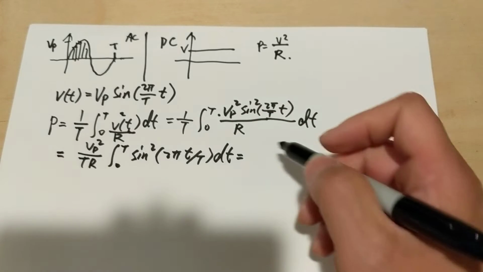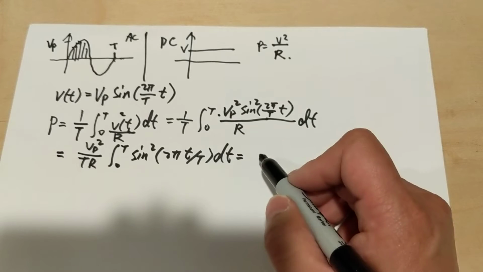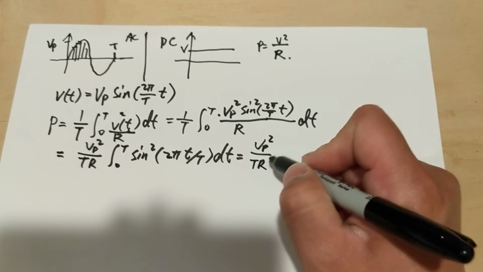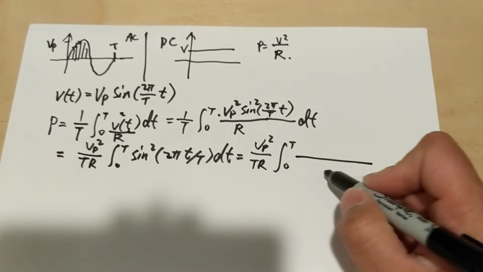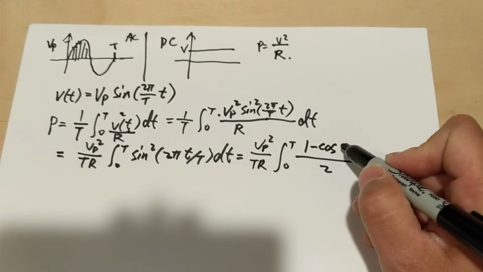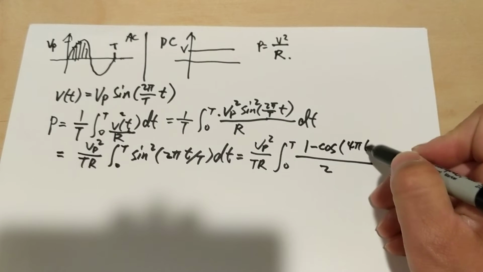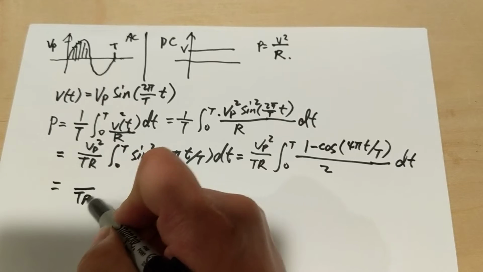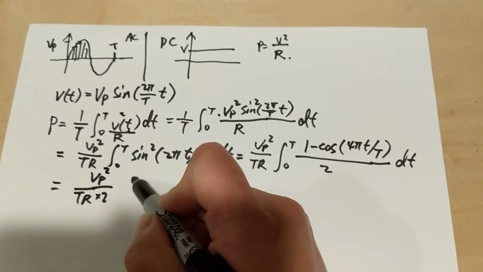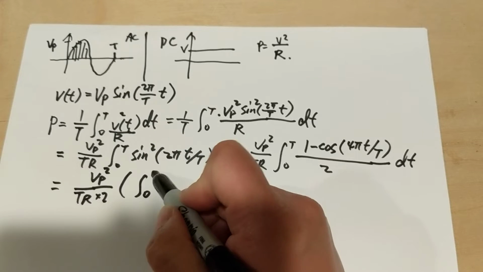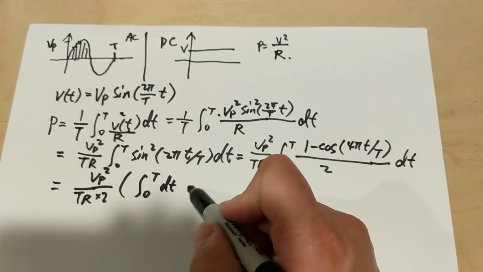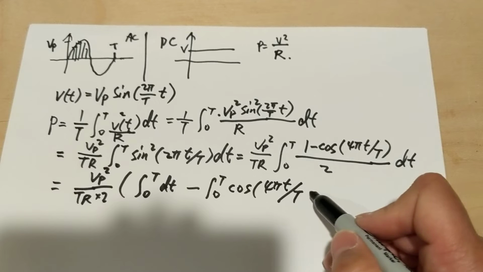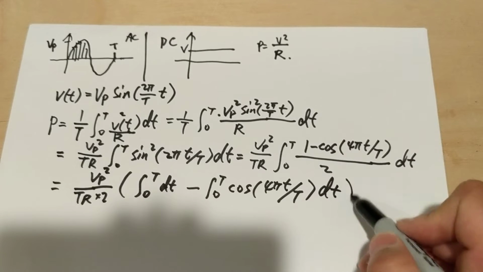And we know that sine squared is equal to 1 minus cosine of the double angle, divided by 2. So sine squared equals half of 1 minus cosine, doubling the contents, which is 4 pi t over T. So this equals Vp squared over 2TR times the integral of dt minus cosine of 4 pi t over T. Okay, we got this one.